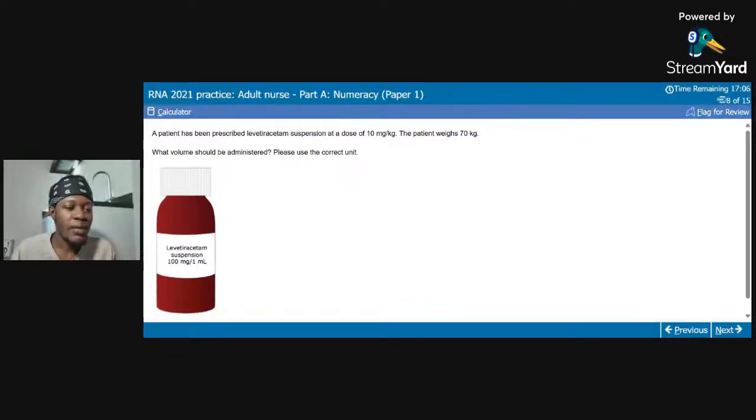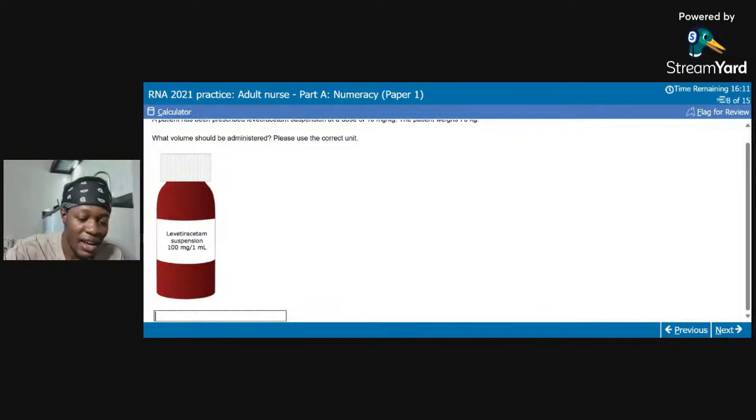A patient has been prescribed levetiracetam suspension at a dose of 10 milligram per kilogram. The patient weighs 70 kilogram. So this patient is supposed to take 10 milligram per each kilogram. Since the patient is weighing 70 kilogram, that means 10 milligrams times 70, making 700 milligrams. And then this suspension comes in 100 milligram for 1 ml, and we are supposed to give 700 milligrams. So all we have to do is to give what? 7 ml.